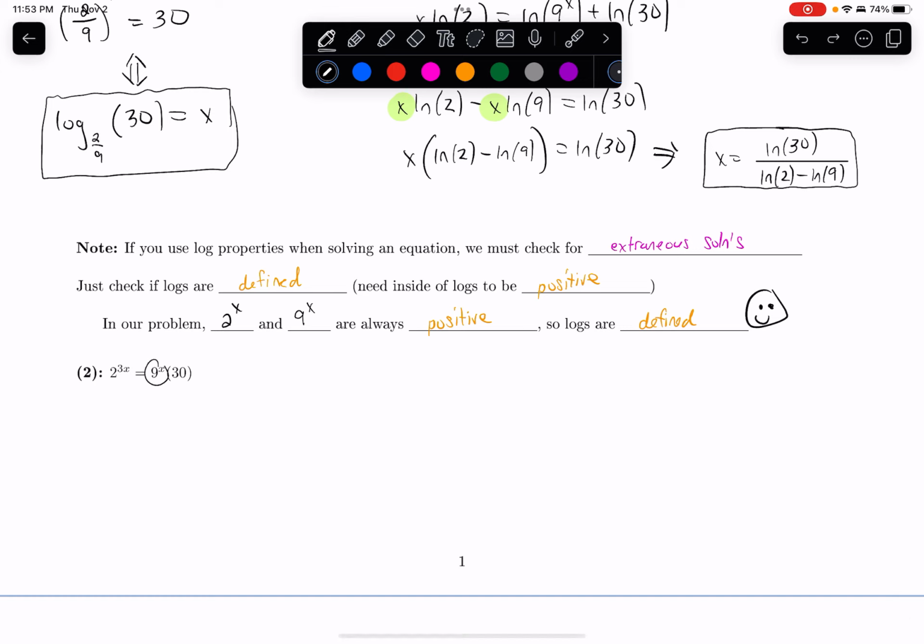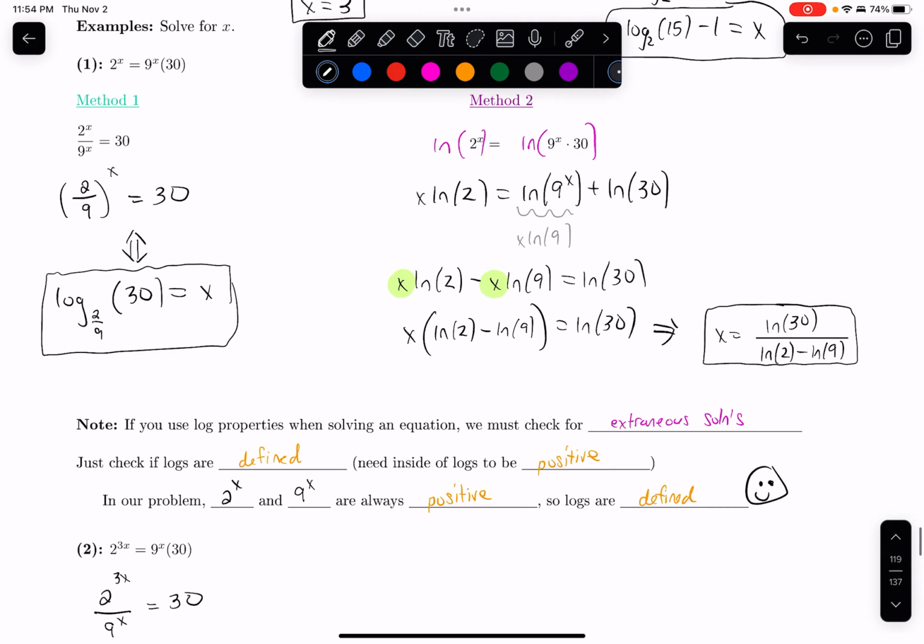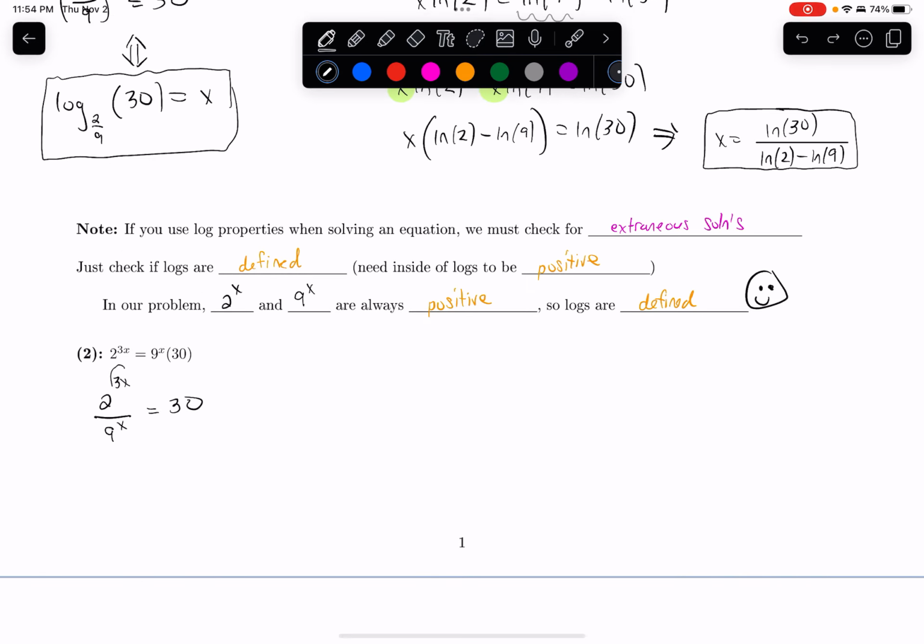So I'll move 9 to the x over to the left by dividing it. So I'll get 2 to the 3x divided by 9 to the x. That whole thing equals 30. And before, in the last problem, it was really nice because they had the same power. So I got to rewrite the whole thing as just the fraction, 2 over 9, that whole thing to the x power. But I don't have that here yet.